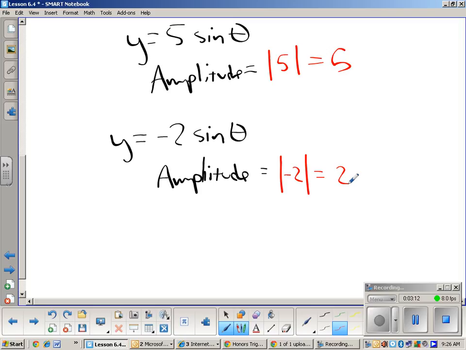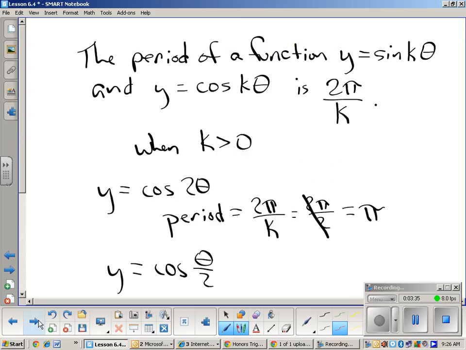It's important to understand amplitude represents distance, therefore we use absolute values. Amplitude is not automatically the number in front of the sine function. Okay? It's the absolute value of that number. Any questions? Moving on then.